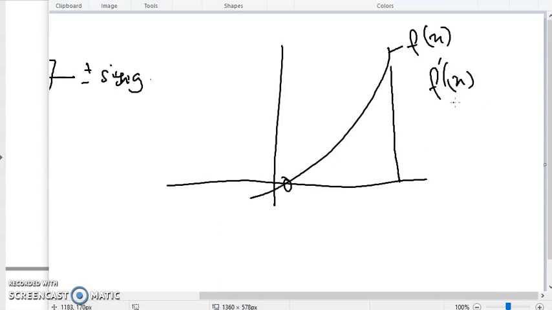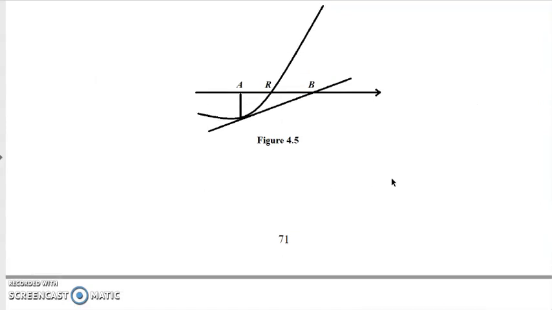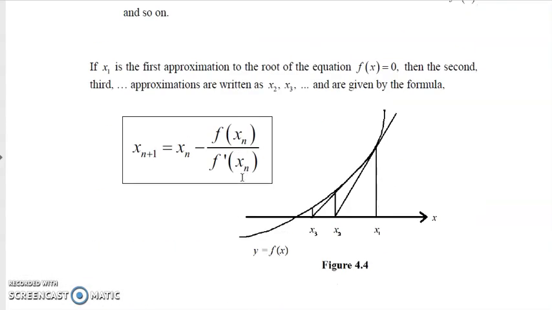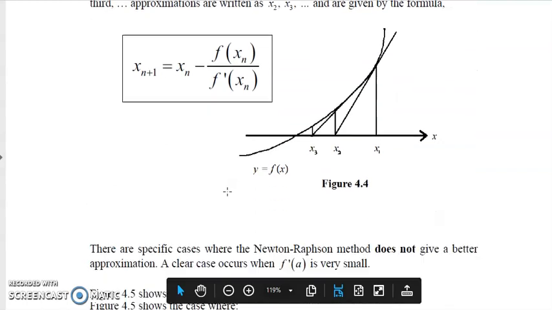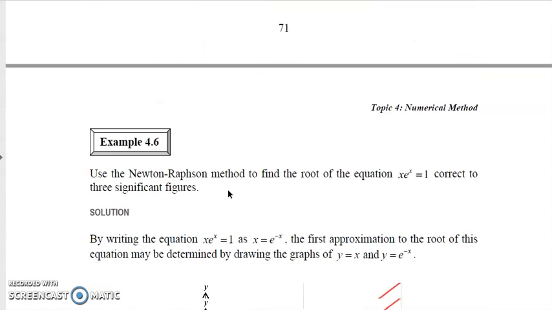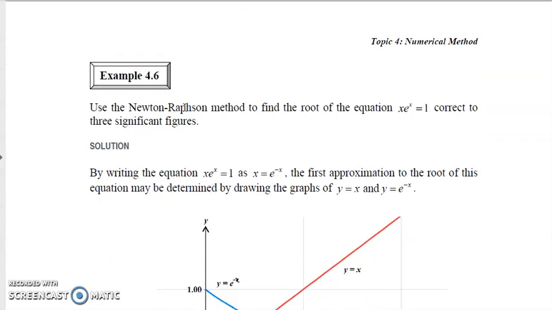Okay, and then you'll be using this formula, the Newton-Raphson method, which is this one. So you will be using this formula on how can we have the most approximate roots that we can have. Don't worry, we are going to see the example together so that you can understand better. I hope so. Okay, use the Newton-Raphson method to find the roots of the equation x e^x = 1. So kalau tengok dekat sini, if you want to solve the x, it will be hard for us, right? So correct to 3 significant figures. Okay, it is important, 3 significant figures. So let's see it together.